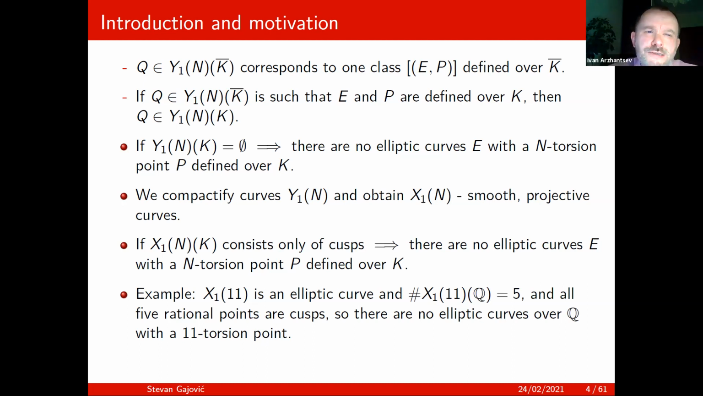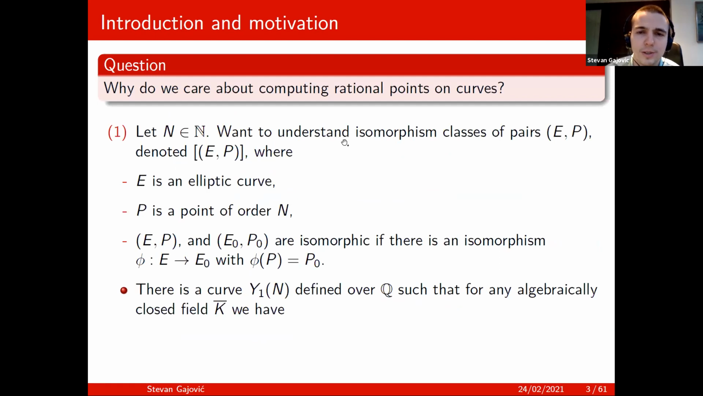Sorry, I lost. What is Y1(n)? This is a curve that parameterizes these isomorphism classes of pairs. There is an action of some congruence subgroup on the upper half complex plane, because over C we can see elliptic curves as tori, and then we can parameterize them using complex numbers.